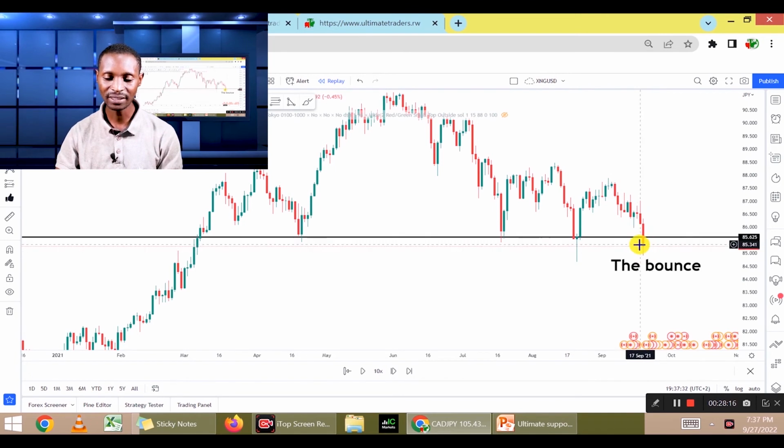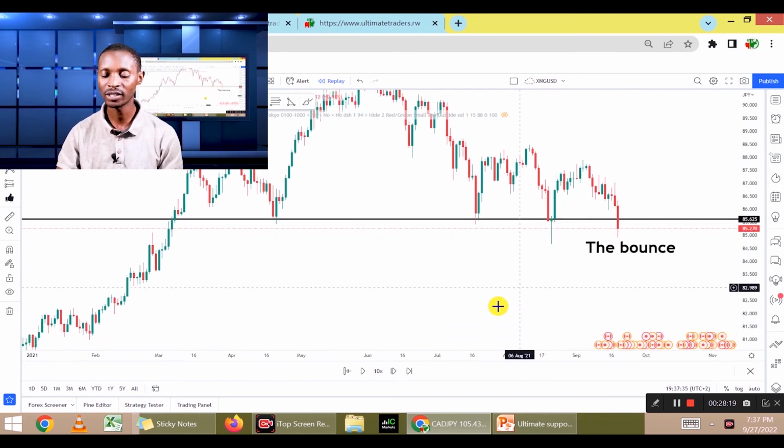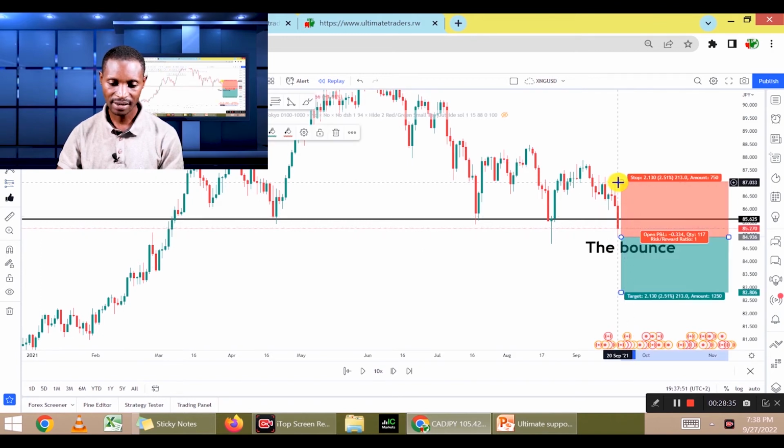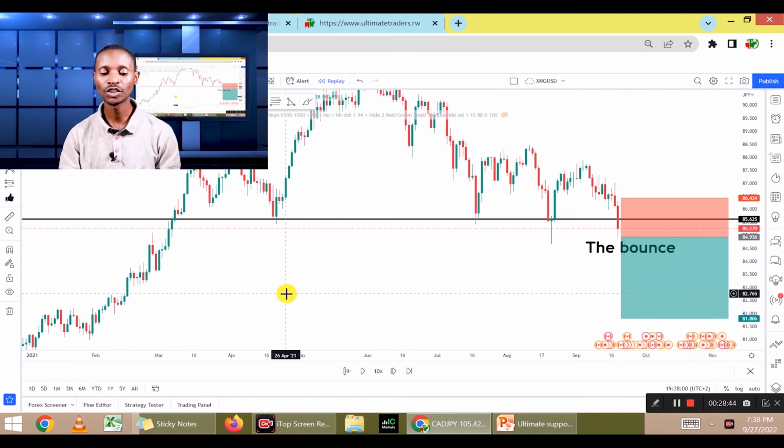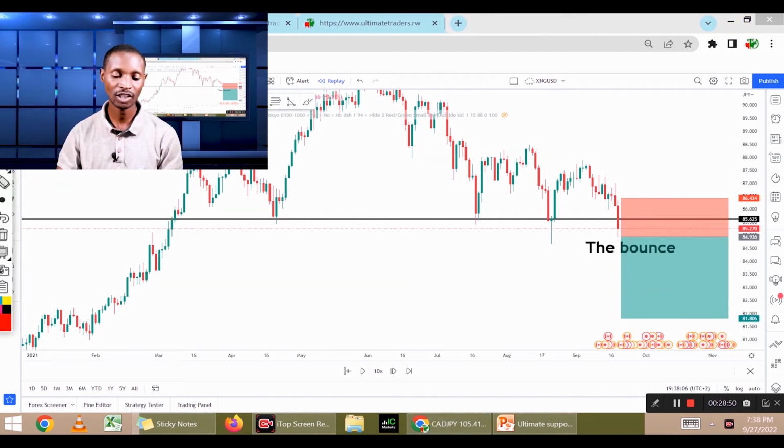Now you see the price has broken this support. If you are an aggressive trader, you should place your sell stop here. You should set your stop loss above the breakout and your target somewhere below. As I told you, the disadvantage of aggressive trading is that the price could fake you and bounce back easily, and then you will lose your money easily if the price bounces back.